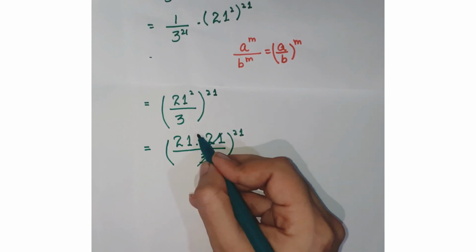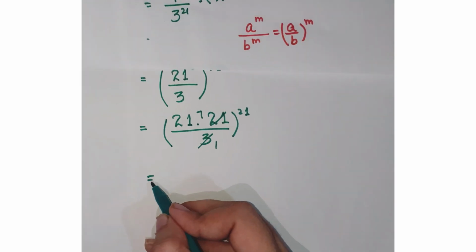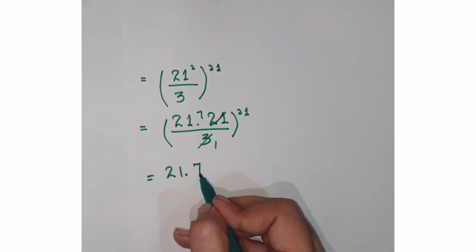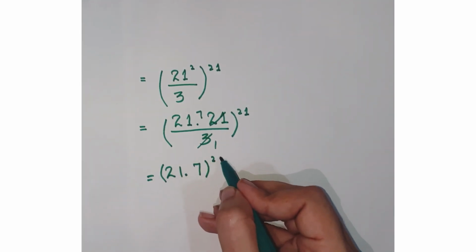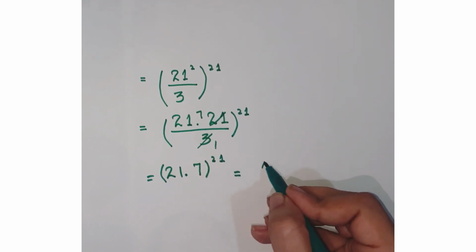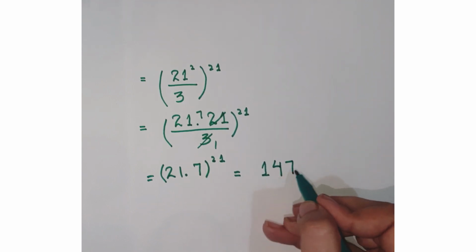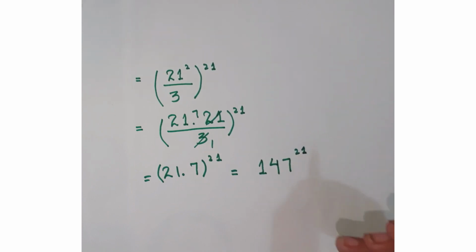Cancel out these two terms. So you get 21 into 7 whole to the power 21, and this is equals to 147 raised to the power 21.